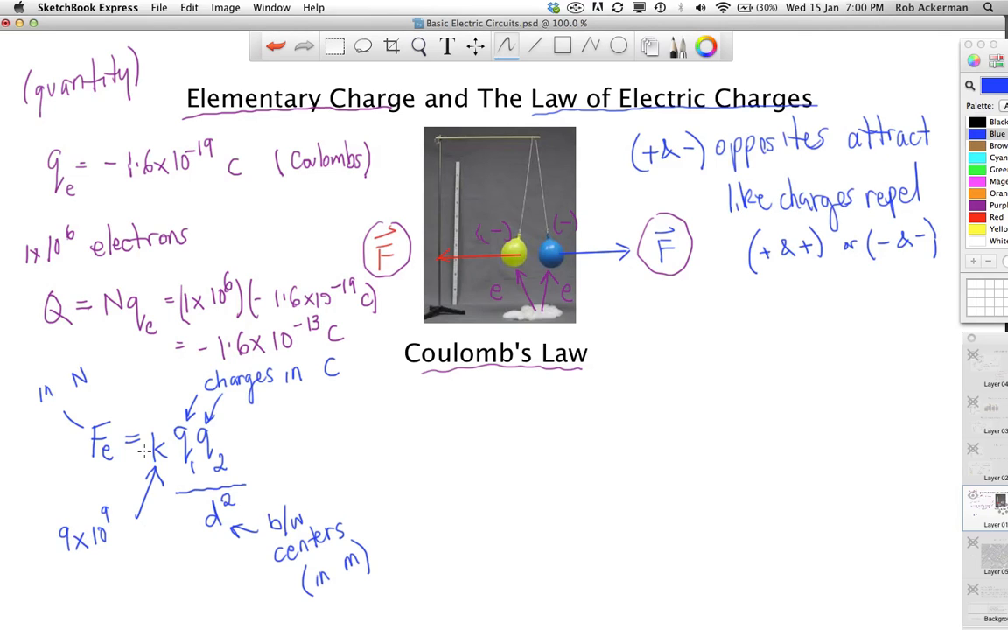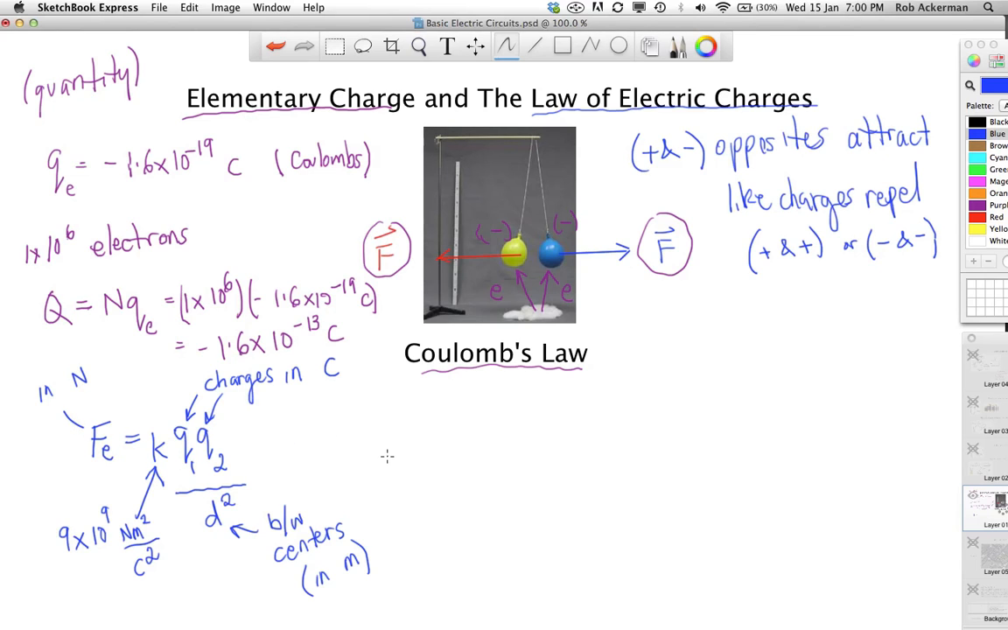We need to get newtons out of this, so there's going to be a newtons in there. There's meters squared in the denominator, so we need meters squared in the numerator of this constant, and there's coulombs times coulombs in the numerator, that's coulombs squared, so we need coulombs squared in the denominator. If you sub this in, all of the units will cancel out to give you newtons as your force.